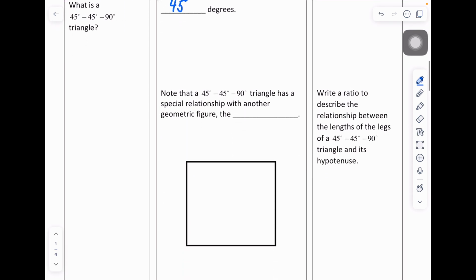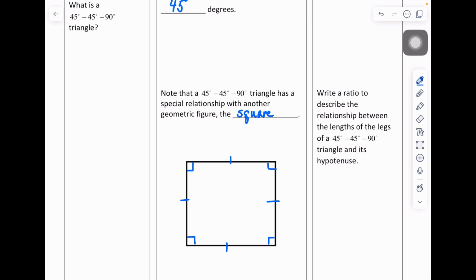Now we're going to show in this image how a 45, 45, 90 triangle has a special relationship with the square. All right, so if we recall, a square is a quadrilateral. It's also a rectangle that has four equal side lengths. We're going to put in these angle measures. All right, so we know that we have a square.